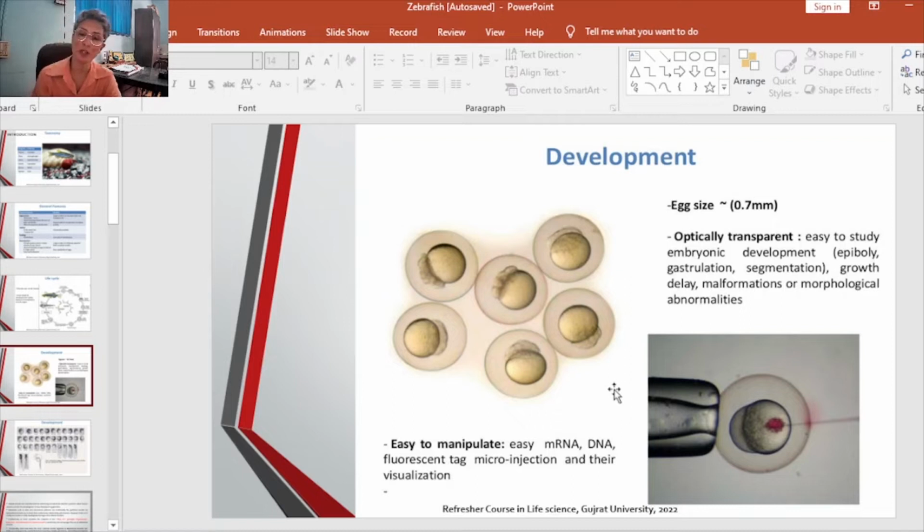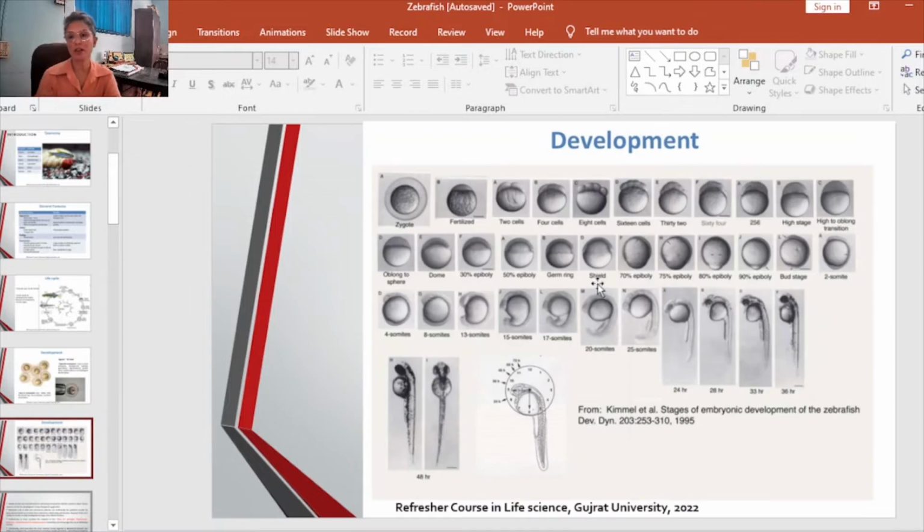It is easy to manipulate messenger RNA and DNA, and fluorescent tagging can be easily done. Microinjection can also be done very easily, but of course we have to visualize the egg under the microscope, and specialized expertise should be there to handle the ova, the fertilized egg. These are the various developmental stages of the embryonic life of zebrafish.